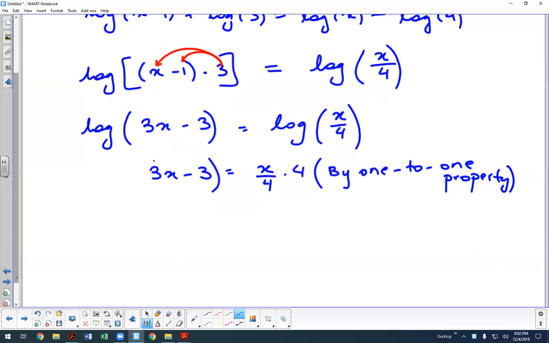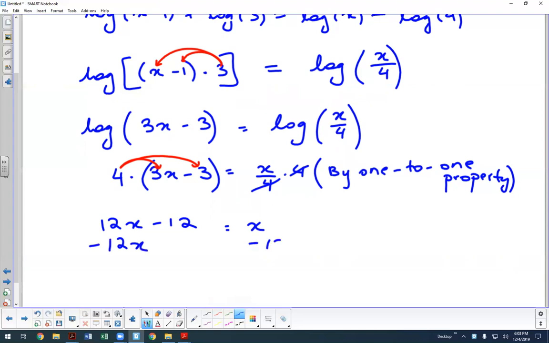And of course that would mean we end up distributing the 4 again on the left hand side inside our parentheses. Okay, so you get 12x minus 12, now what? Subtract the 12x to get it over. Okay, get your x on the same side, which will give us negative 12 equals negative 11x.